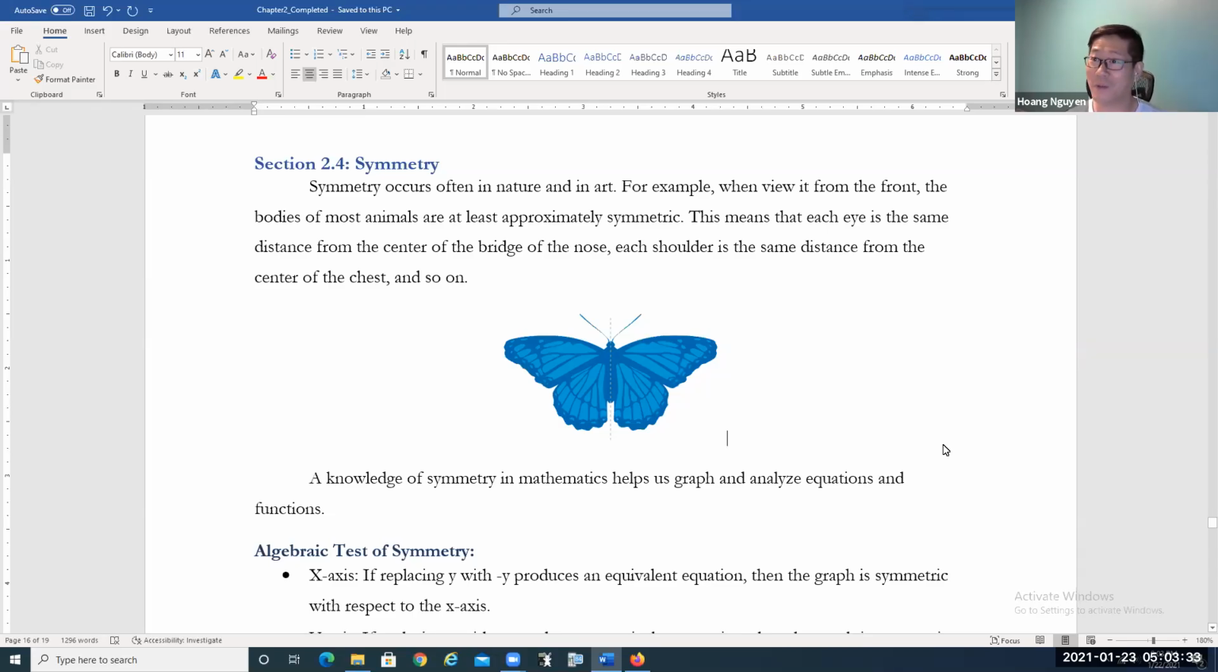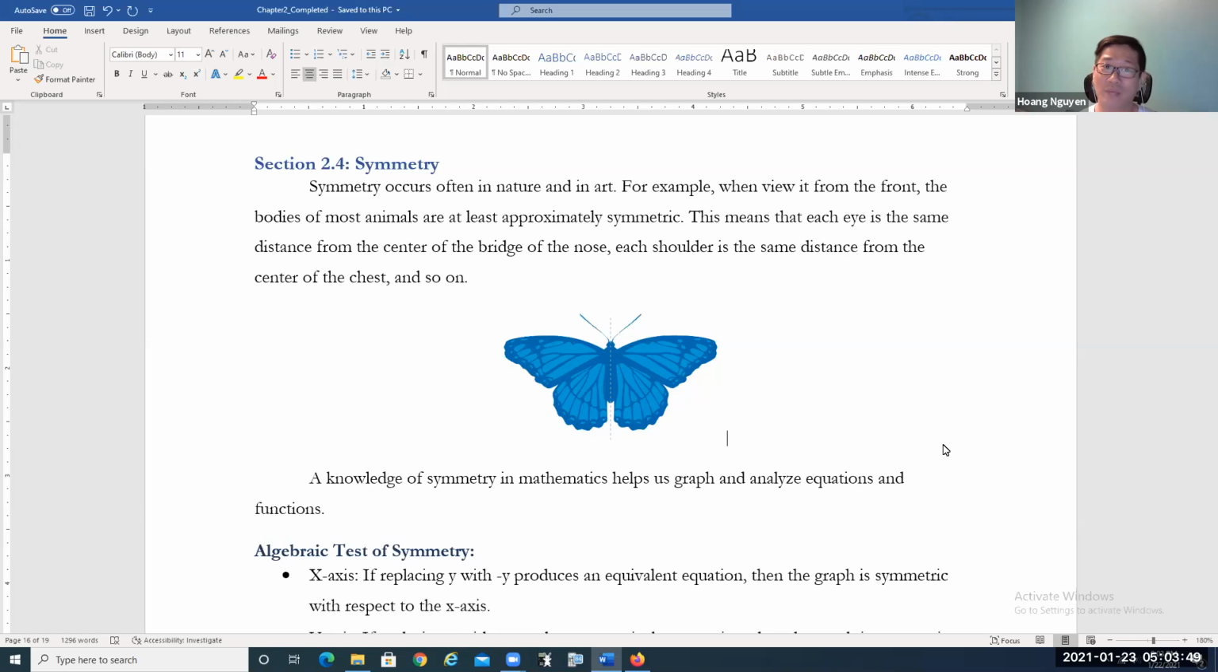Hello everyone, welcome back. We're going to take a look at section 2.4, which is the last section for chapter 2. In this section 2.4, we're going to talk about symmetry. What is symmetry, and why do we need to know about it?